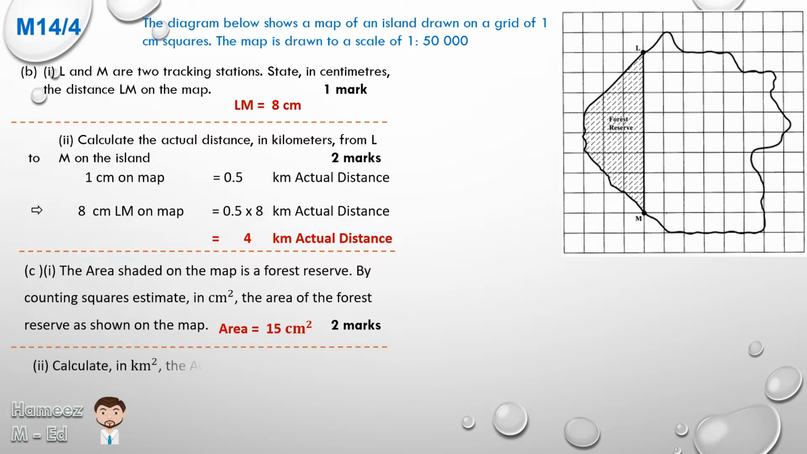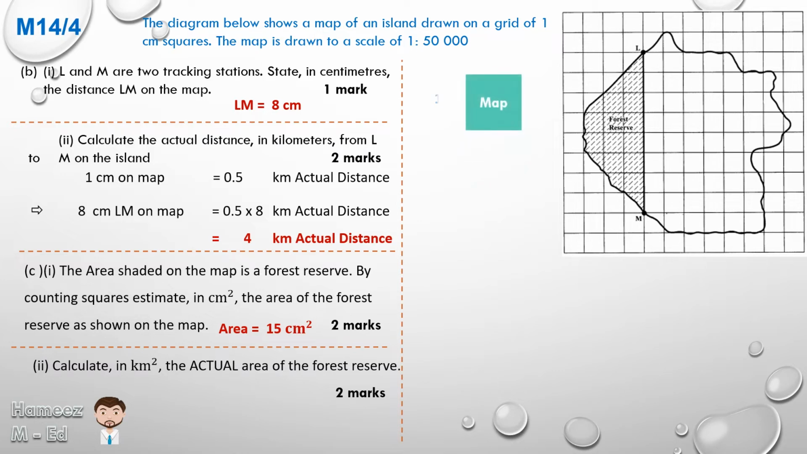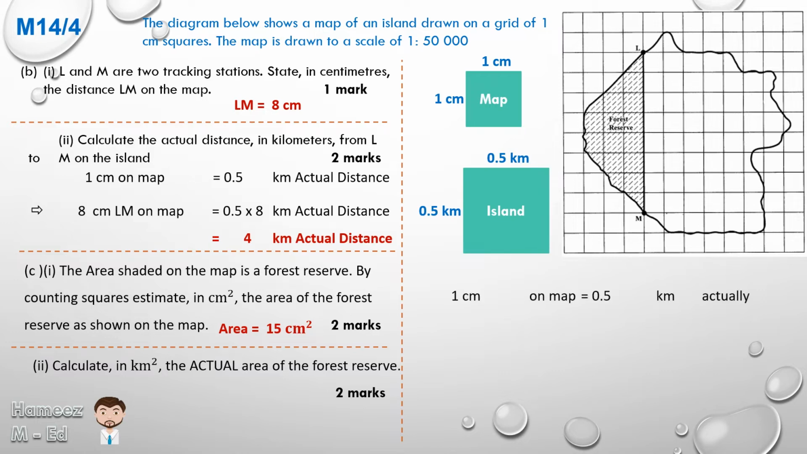And part 2, calculate in kilometers squared the actual area of the forest reserve. Let's recall that for the map, a square is 1 centimeter squared, so it's 1 cm by 1 cm. On the island, if we consider the conversion, 1 cm is 0.5 kilometers, so it's 0.5 kilometers by 0.5 kilometers. So 1 cm by 1 cm on the map, which is really the area on the map for 1 square, is equal to 0.5 by 0.5 kilometers squared on the island. So we're converting from the map to the island.